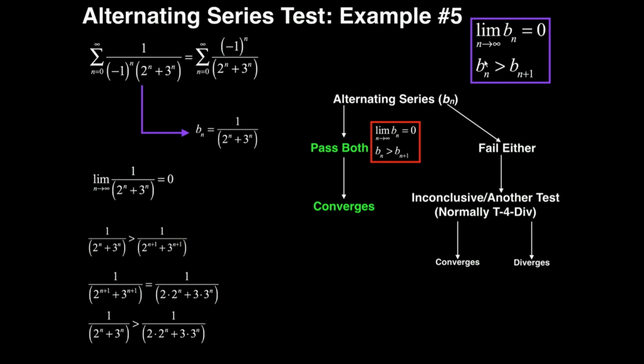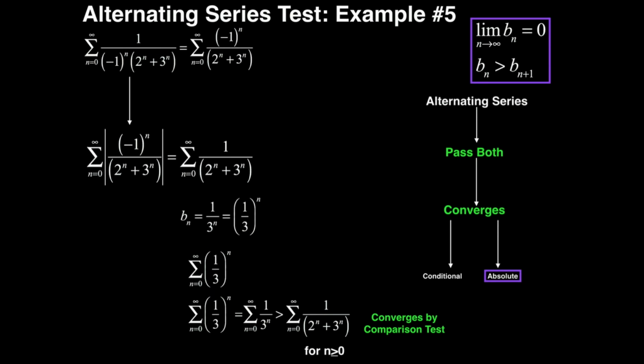Alright, so we've just satisfied both of these criteria, and that tells us that this alternating series does converge. But again, it doesn't tell us whether or not that series is conditionally convergent or absolutely convergent. So to do that, remember we need to take the absolute value of the alternating series. So if we take its absolute value from n equals 0 to infinity of negative 1 to the n over 2 to the n plus 3 to the n, that gives us the series from n equals 0 to infinity of just 1 over 2 to the n plus 3 to the n.